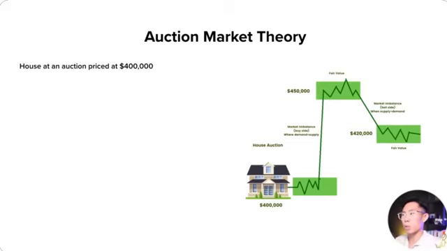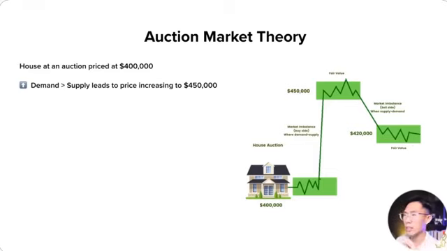I want to buy this house at $420,000. I want to buy this at $430,000. And when this happens, this creates demand for the house, and since there's only one house and so many people bidding for it, demand exceeds supply. When demand exceeds supply, this drives the price of the house up to $450,000. Now, this is the new price that the market deems is fair. Meaning, this is the fair value of the house.